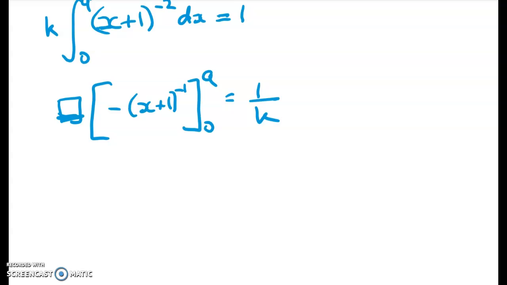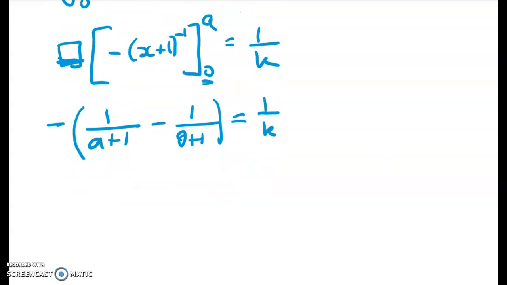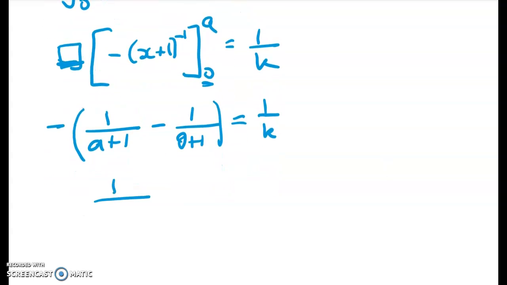And now we're going to substitute in a. So we have 1 over a plus 1 minus 1 over 0 plus 1. Substituting these values in is equal to 1 over k. That gives us 1 over a plus 1 minus 1 is equal to negative 1 over k.